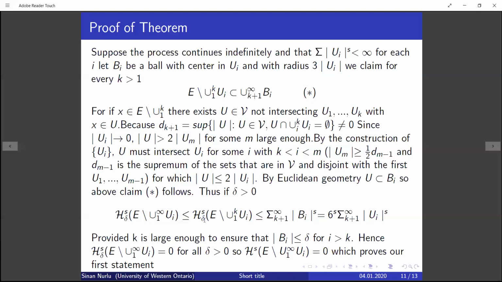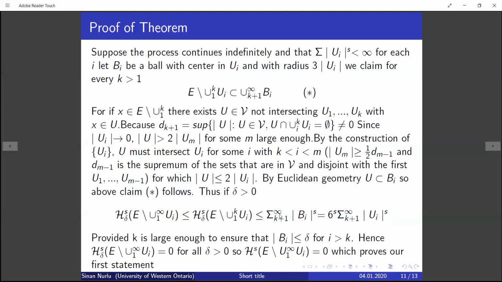And then, since this is the infimum, this holds, because when k is large enough, these balls become delta covers in our case. And because these are delta covers, they're larger than the infimum of the delta covers. So this inequality holds. And since we pick their radius to be 3 times the diameter of ui's, this equality naturally holds. So anyway, this is true for any delta.